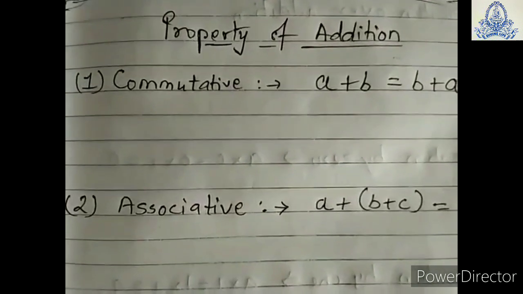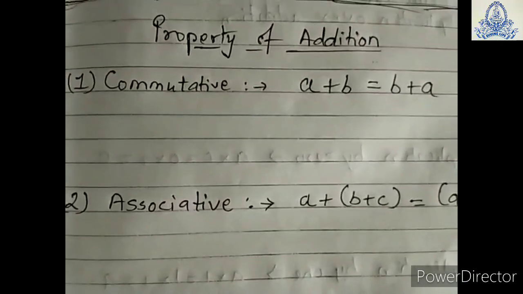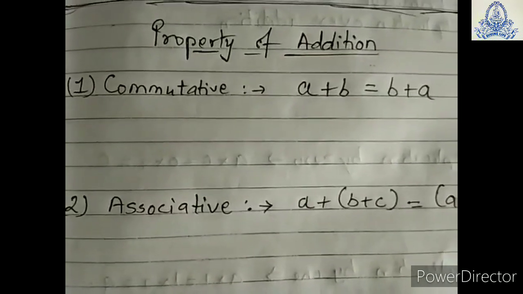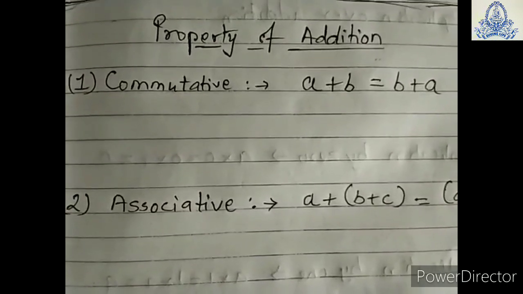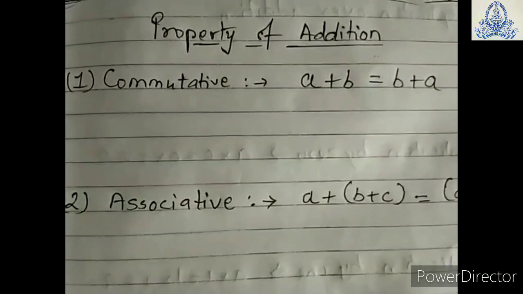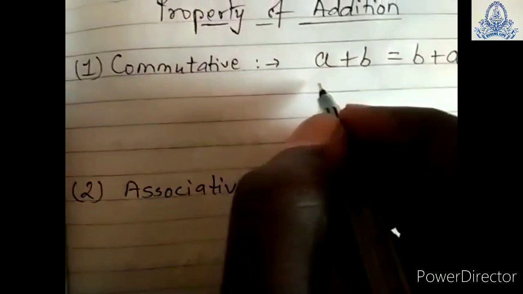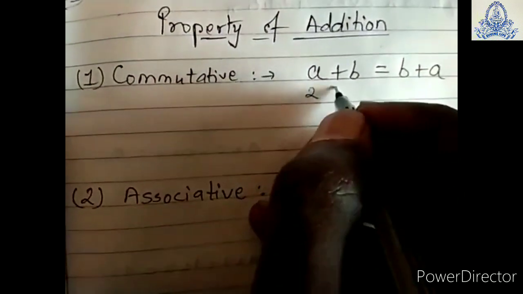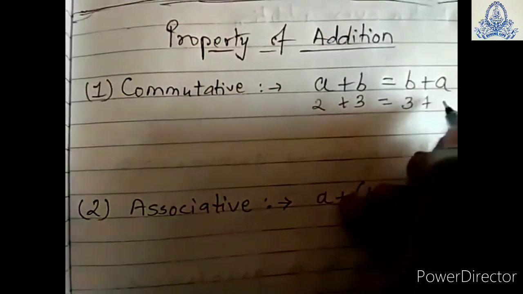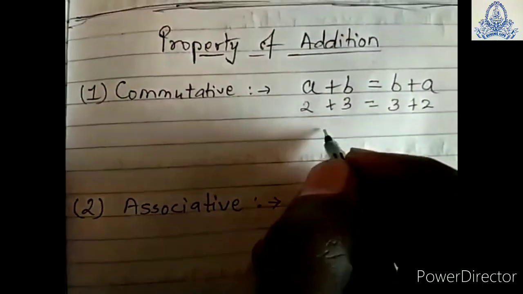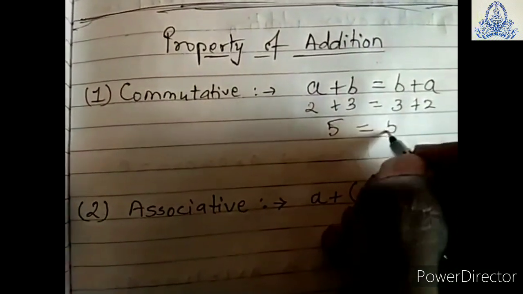Dear students, after the rules of addition and subtraction, there are some properties you have to remember before doing the exercise. First, the properties of addition. The first is the commutative property, that is a plus b is always equal to b plus a. Suppose we take numbers, in place of a and b, 2 plus 3 is equal to 3 plus 2. 2 plus 3 is 5.